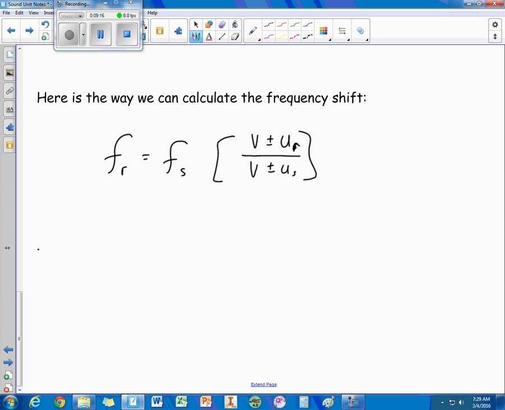Fs is the frequency of the source, Fr is the frequency received, V is the speed of the wave, whether that's the speed of sound, speed of light, speed of water waves, whatever that needs to be. Okay, this concludes the notes for the sound unit.